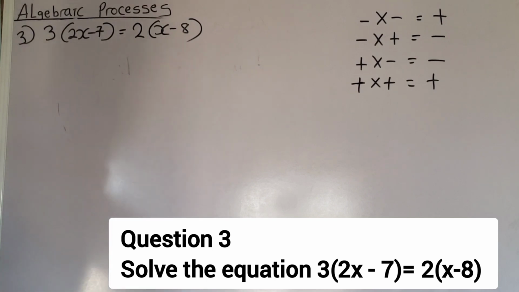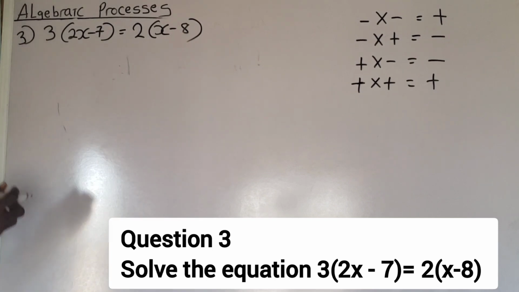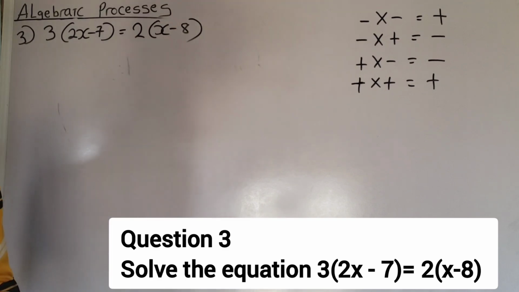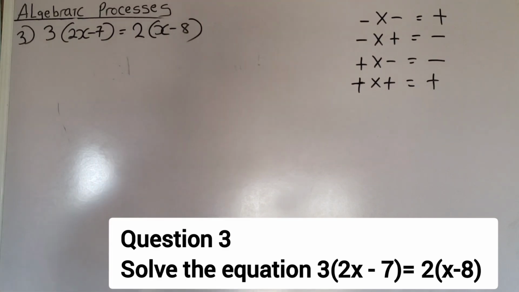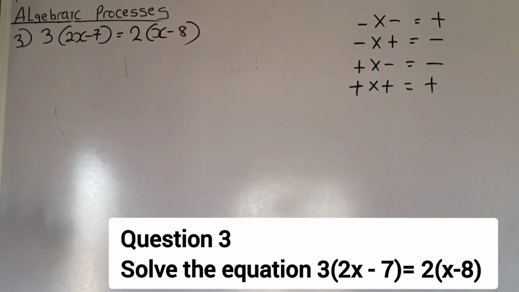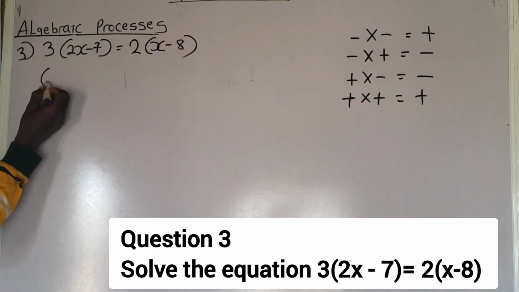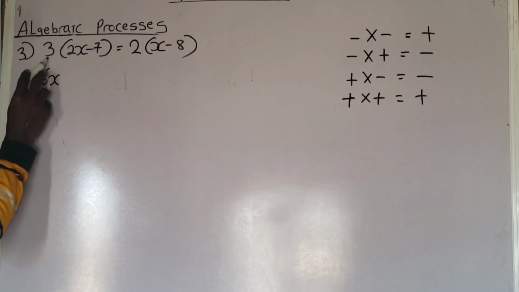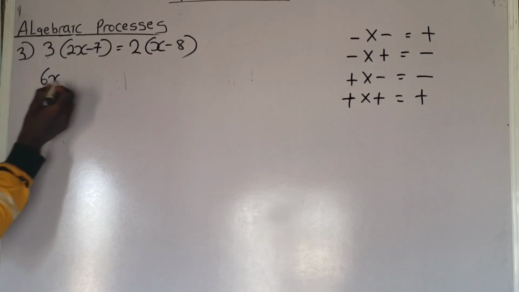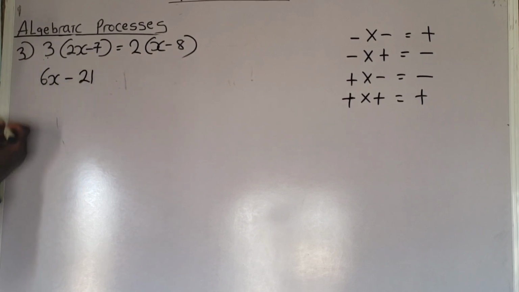Let me tell you the meaning of what we are supposed to do. We are asked to find the value of x. So the first step is to open the bracket. 3 multiplied by 2x, that will be what? 6x. 3 multiplied by negative 7, that will be what? Negative 21.